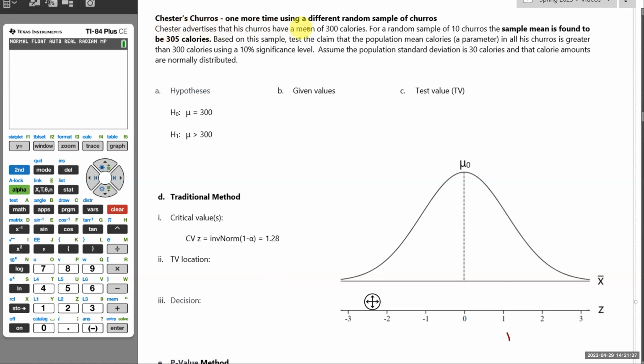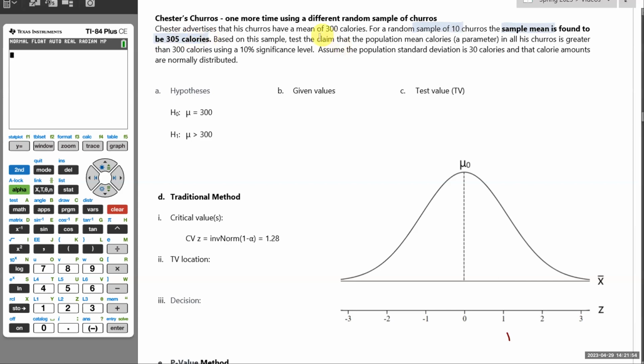So first, Chester advertises that his churros have a mean of 300 calories, and we take a sample of 10 churros. So there's our n. The sample mean is found to be 305 this time. Last time it was 320, so this time it's 305.